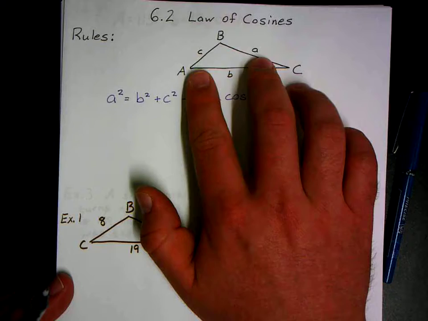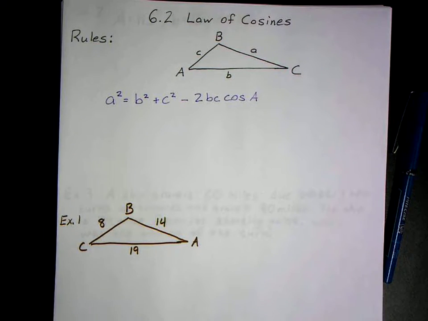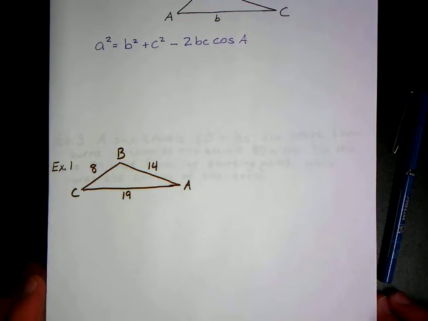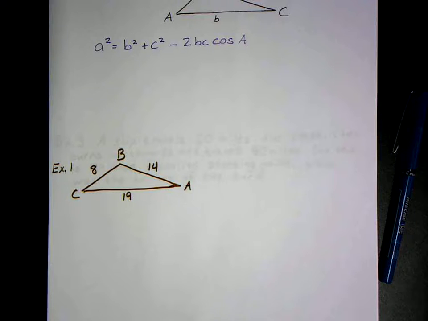It doesn't matter where the letters go, except the matching letters have to be opposite of each other. So little a has to be opposite of big A. Other than that, it doesn't matter. That's the only thing that matters. Okay, so that's the rule of law of cosines.